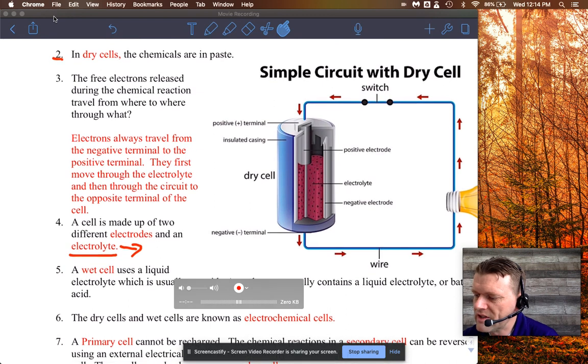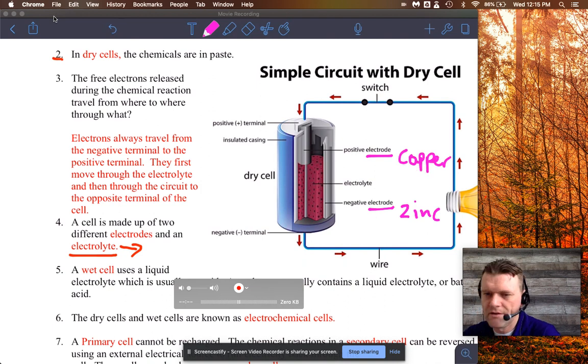Now, a wet cell, actually, I should come back. A dry cell uses two different metals, and we call those metals electrodes, okay? One electrode might be, say, zinc, and the other one might be copper or something like that, okay? Or nickel cadmium is a classic one. I already mentioned lithium ions.